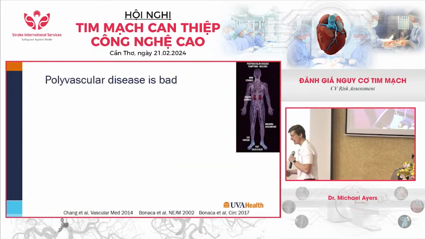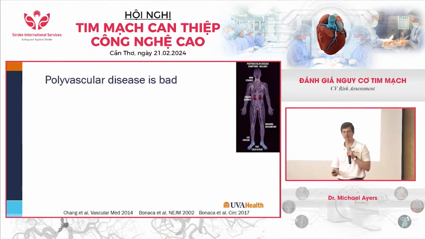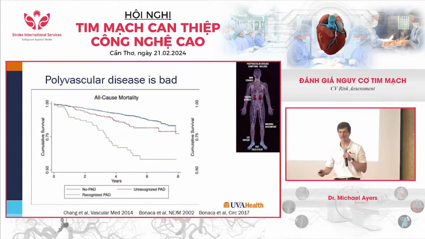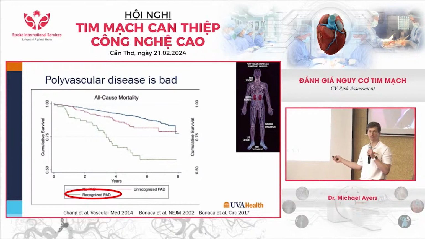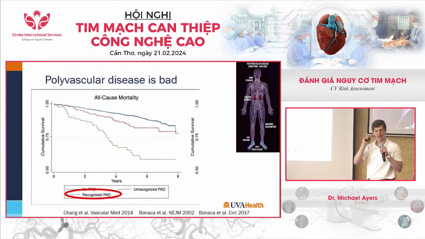Another thing that we miss a lot is polyvascular disease. Just like the patient with cerebrovascular and cardiovascular atherosclerosis, the more blood vessels involved, the more sites, the worse you do. And PAD, peripheral arterial disease, is a big risk marker. Your patient is telling you, please reduce my risk. You have to diagnose it.